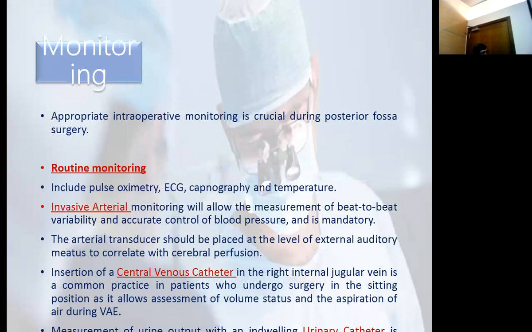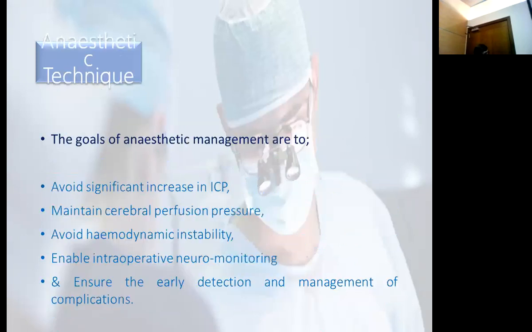Monitoring: in addition to routine monitoring, we need an invasive arterial line. We need a central line, both to monitor the patient's intake and, if there is an air embolism, and you've seen we've used it several times with Dr. Maheen, you can withdraw some air, especially if the volume is high. You can use it to aspirate some air.